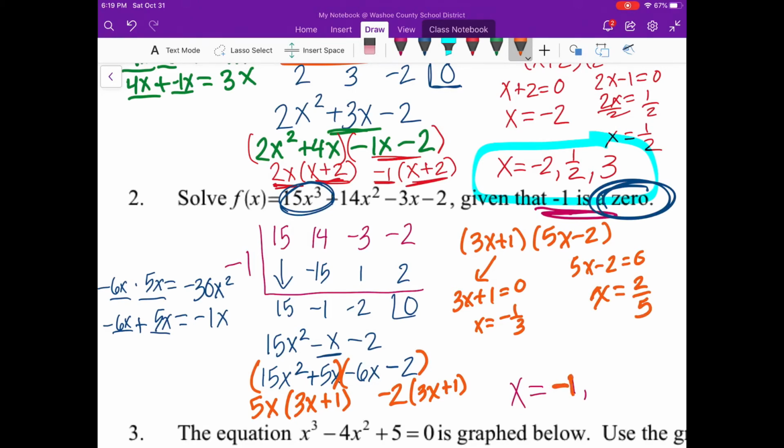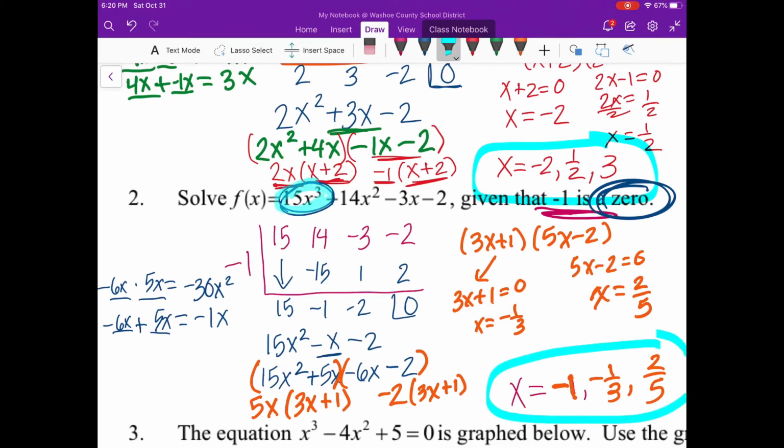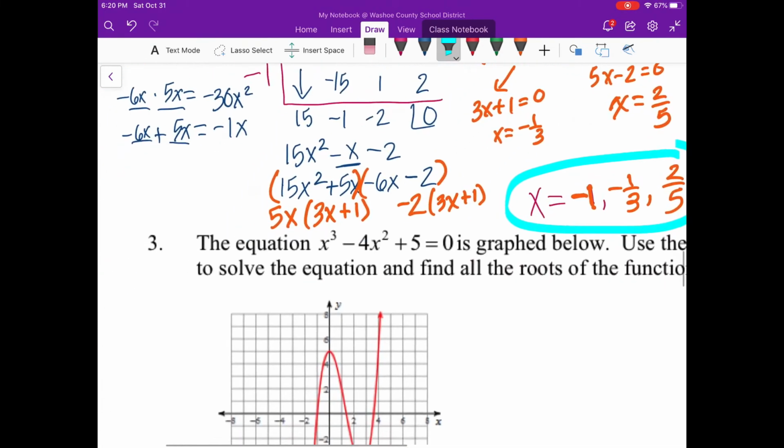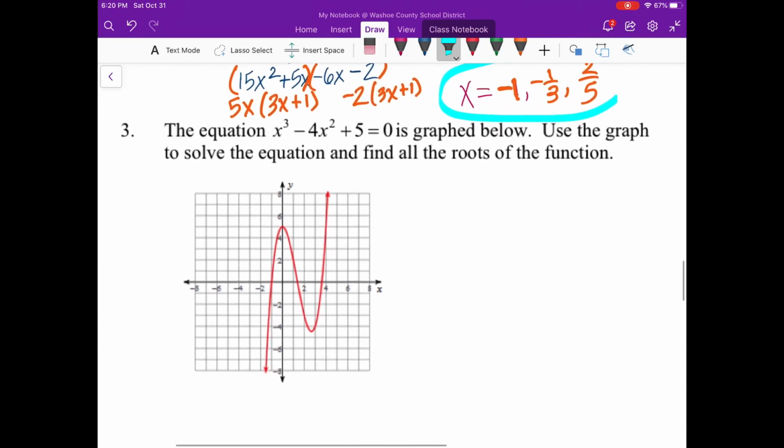I can't forget about my original 0 that was given to me, and then my other answers are negative 1/3 and positive 2/5. So I need 3 solutions because this is a cubic, so 3 solutions for x to the third. Okay, so again, you can either be given a factor, a 0, or we can give you a visual here. So giving you a visual of what the solutions should be.